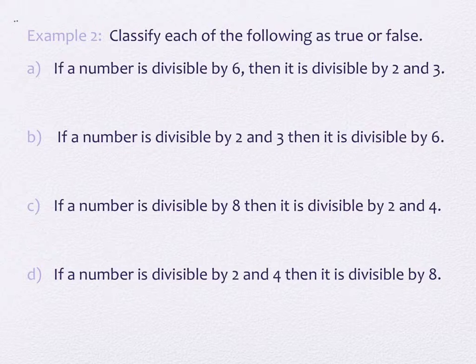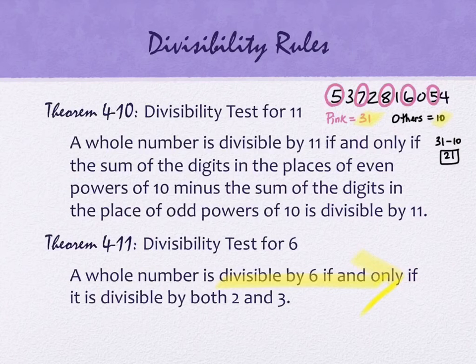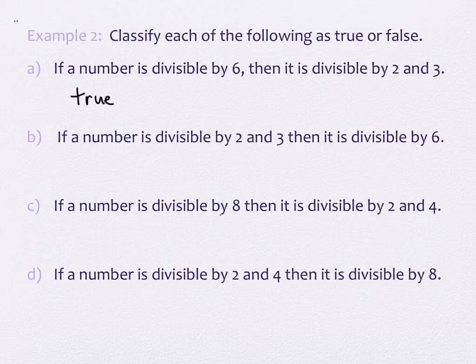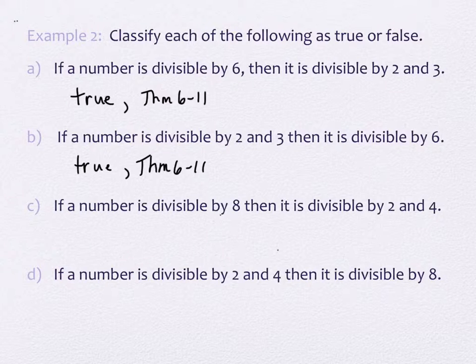So if a number is divisible by 6, then it is divisible by 2 and 3. Is that true or false? That's true, and it actually fits our property, that theorem. What number was it? Theorem 4.11, exactly. That is what one of the directions of 4.11 does. How about part B? If a number is divisible by 2 and 3, then it's divisible by 6. Also true. That's the other direction of theorem 4.11. Those are the two directions of the if and only if statement.